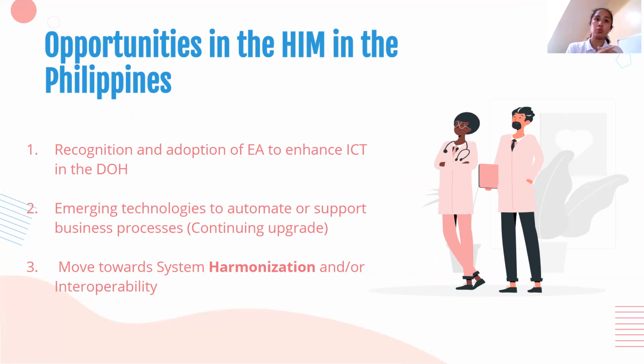So what else can we do? Recognize and adopt EA to enhance ICT in the DOH. We will discuss EA after. Emerging technologies to automate support business processes, continuing upgrade. So class, we adopted EA already. There are many emerging technologies that are affordable, and move towards system harmonization and interoperability. So class, these are the opportunities that hopefully our DOH will maximize.